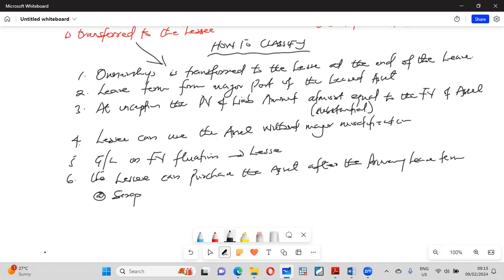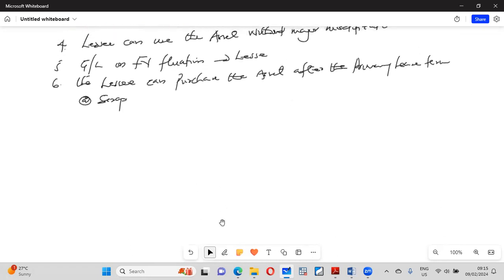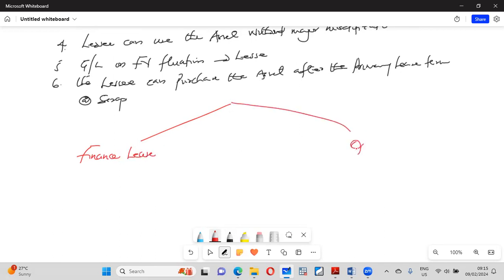Now, if it is a finance lease or an operating lease, how do we do the accounting? So let's see how we do the accounting aspect. Here we have the finance lease and the operating lease. Don't forget, we are doing this in the books of the lessor. It is never in the books of the lessee, because for the lessee, we've gone through that. So here, our focus is on lessor accounting. Please be careful about that. Don't confuse the two.